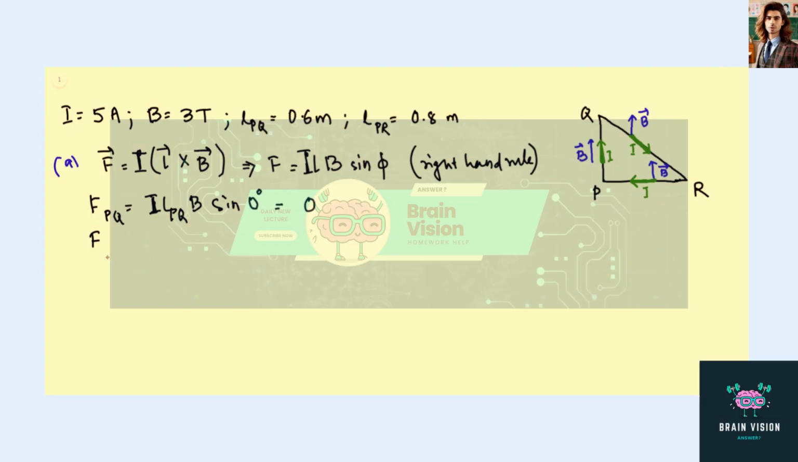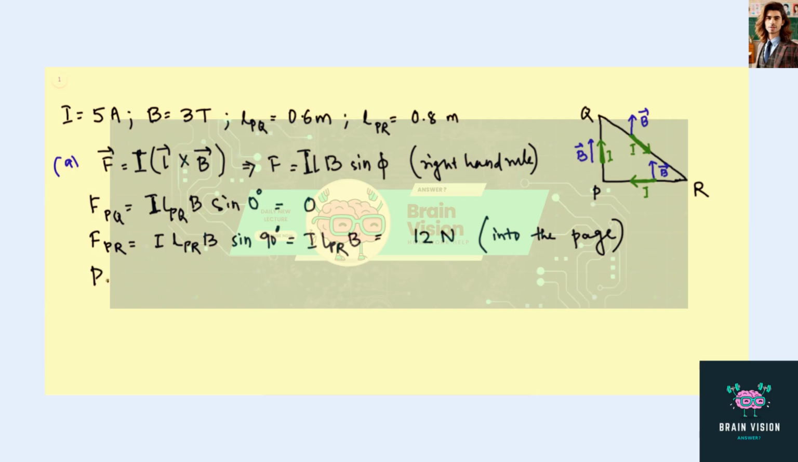For segment PR, we do the same thing: I times L_PR times the magnetic field times sine phi. Here they are perpendicular, so this is 90 degrees. This gives I times L_PR times the magnetic field, and we get this value to be 12 Newton. By the right hand rule, the direction is going to be into the screen, or into the page.